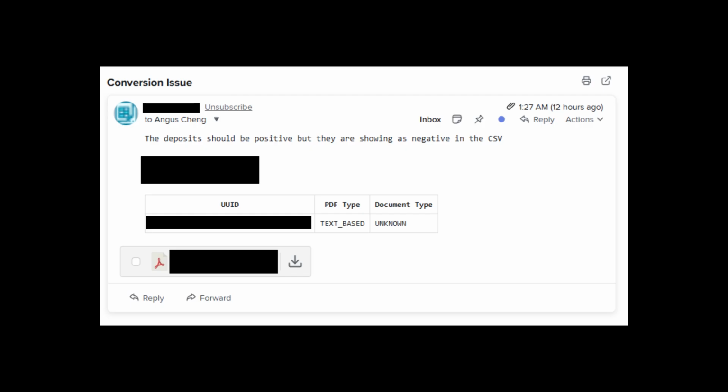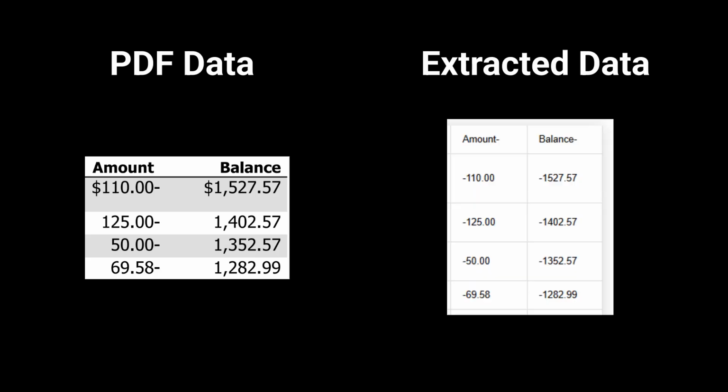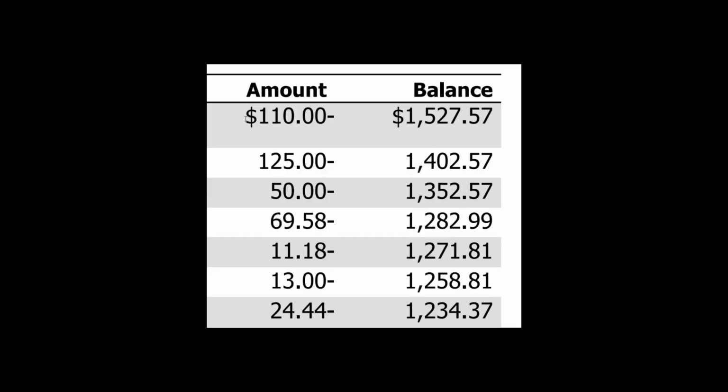So I took a look at the PDF, and the first four amounts are negative, and the balances are all positive. But when it's extracted, the amounts are negative, which is correct, but the balance is also negative. So that's wrong. Also, something kind of interesting: the amount and the balance headers have minus signs after them. So that's a little bit weird as well. So what's going on?